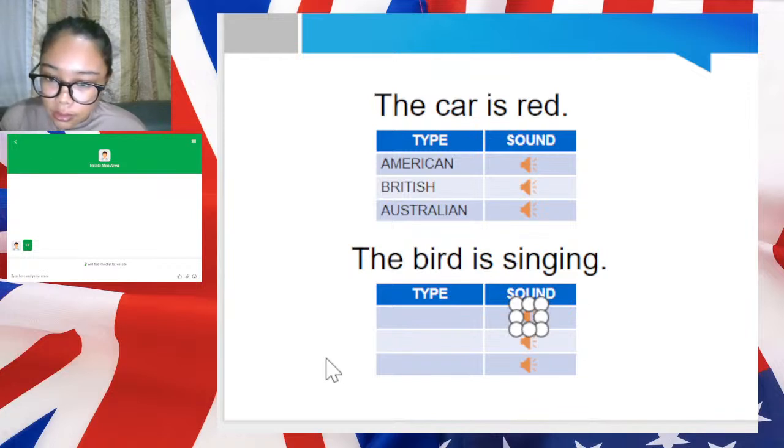The bird is singing. All right, it's working now. The bird is singing. The bird is singing.